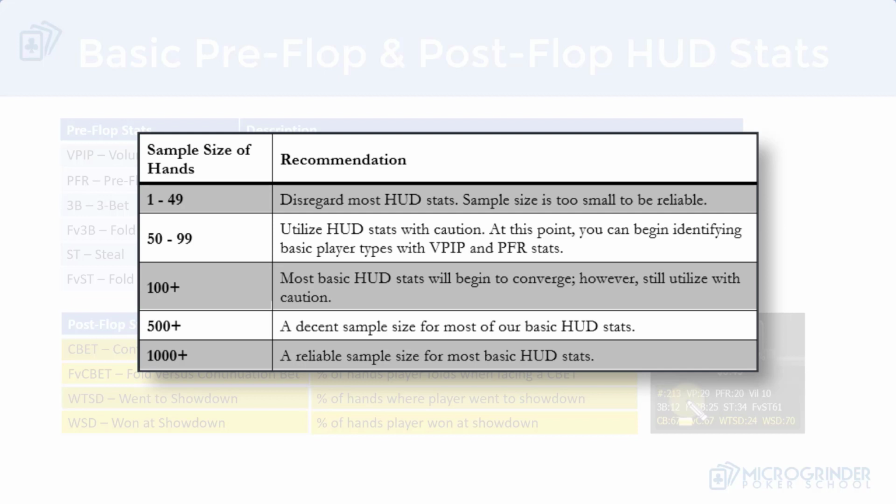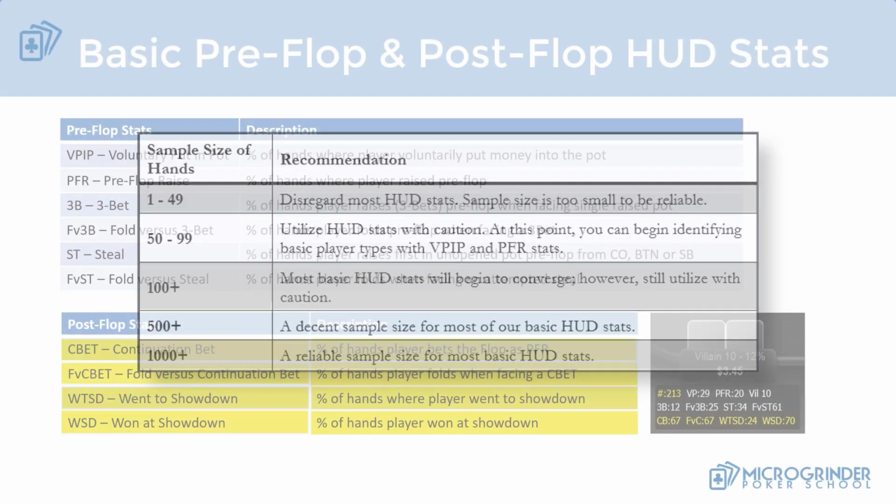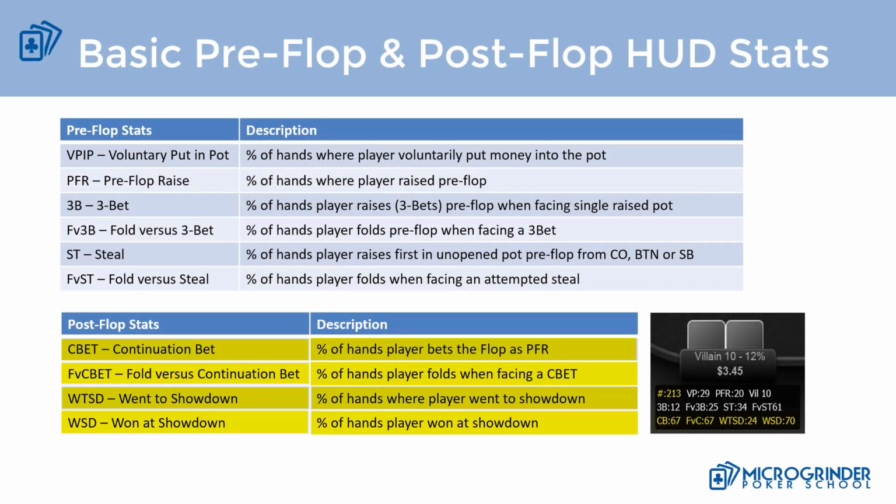But a majority of the time, when it comes to statistical data such as HUD stats, we need a large sample size, just like we would in science with any sort of statistical data when we're doing any sort of analysis. So with a lot of these, we probably want to be somewhere around 100 hands or more, and some of them even up into 1,000 hands or more. So that's going to be our basic discussion on HUD stats.